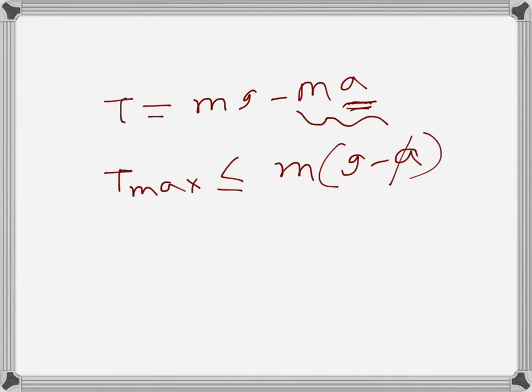So if a is 0, we have seen that the rope breaks. If a is less than 1.6, the rope will still break. So that's the minimum acceleration with which the performer has to keep sliding down, which is a equal to 1.6 meter per second square.